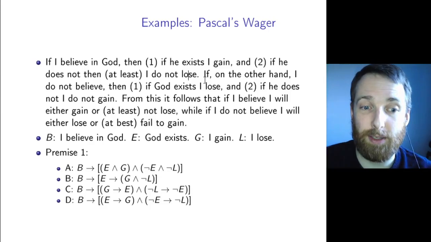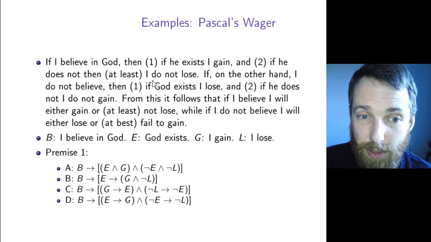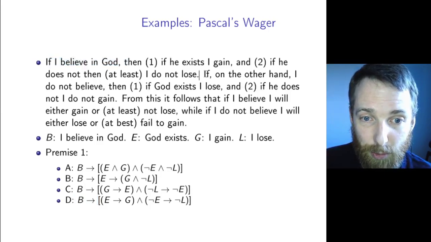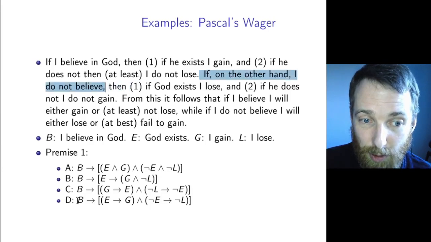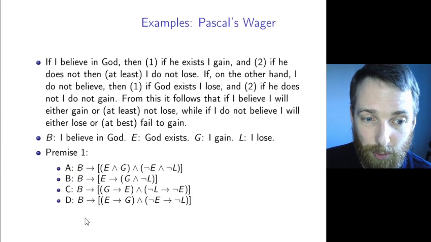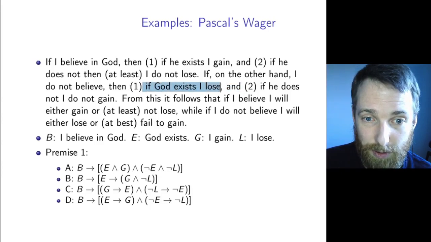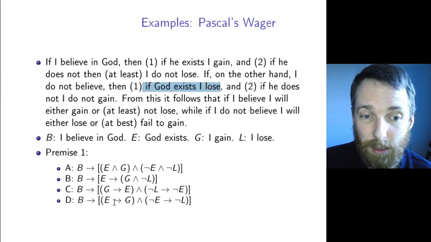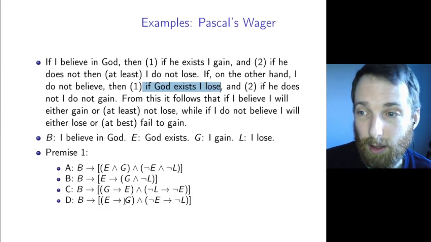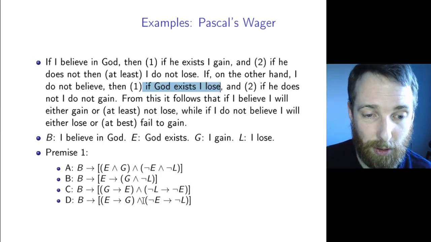each conditional sentences. Okay, we have the same structure here, except the antecedent of our big conditional, instead of being B, instead of being if I believe in God, in premise two, it's if I don't believe in God. So we want a negation in front of the B. Then, so not B arrow, square brackets, an and sentence. So first conjunct is if God exists, I lose. So E for exists, arrow L for lose, and second conjunct.